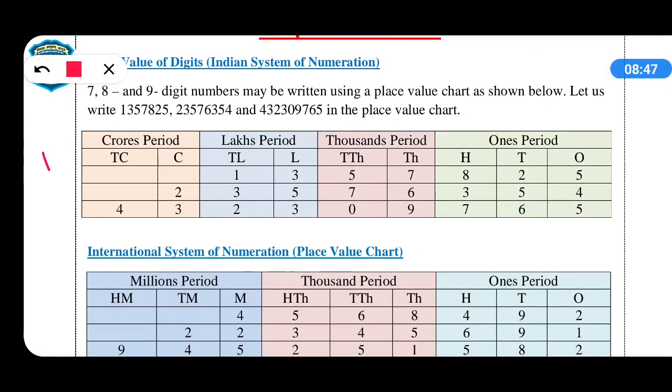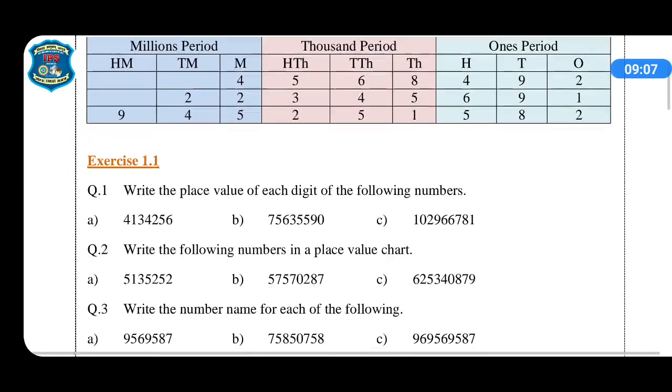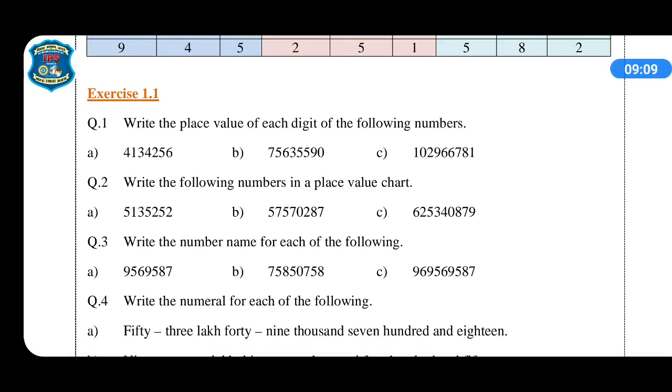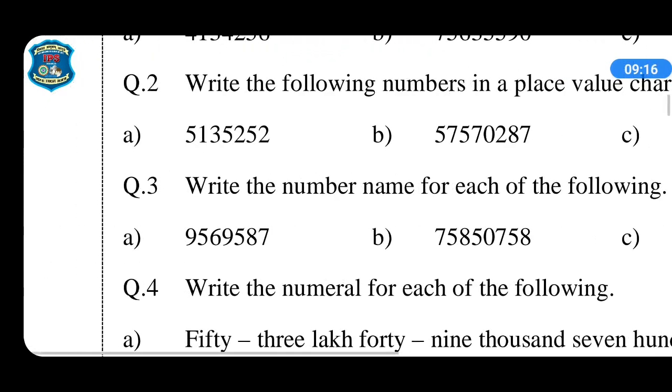So in this way you have to make a chart in which ones, tens, 100, 1000, 10,000, lakh, 10 lakh, crore and 10 crore. You have to make a table. Then you have to write the number. Then you have to put the numbers in the place value chart like this, right? So in question number 2 you have to make a table.